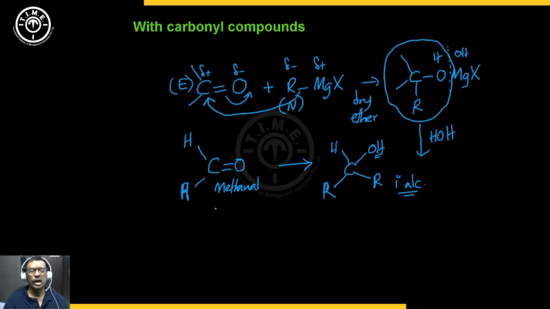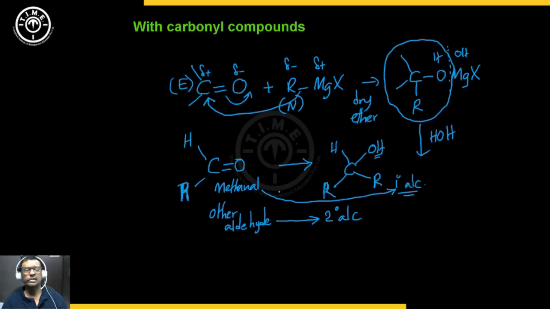So if I have any other aldehyde, it could also be aromatic, right? The R need not be only alkyl, isn't it? That is what we mentioned at the beginning itself. R can be aryl, alkyl, allyl, vinyl, any of these. So this becomes a secondary alcohol, isn't it? So any other aldehyde is going to give secondary alcohol. Methanol, that is the first aliphatic aldehyde, gives 1 degree alcohol.